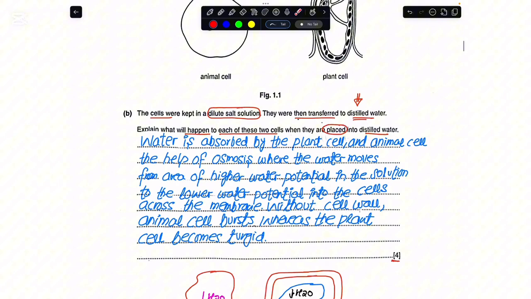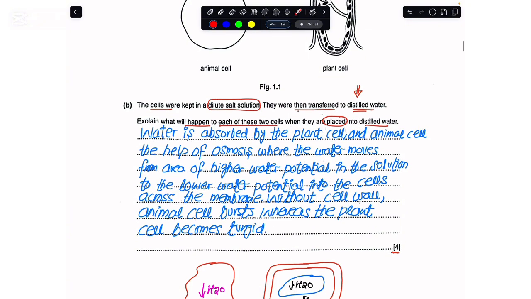So if I tell you in terms of words what you were required to write here, it is that the water would be absorbed both by the plant cell and the animal cell, and that would be due to the process of osmosis. By that, the water would move from an area of higher water potential, in the surrounding distilled water, to the lower water potential that existed both in the animal and the plant cell, and here the water would cross the cell membrane. But here we are required to add that without the cell wall, the animal cell would burst, but the plant cell would not burst, rather it would become turgid.